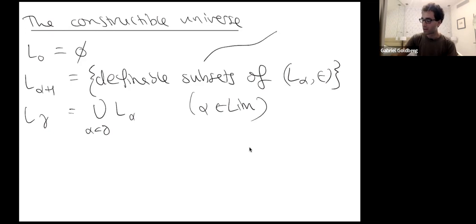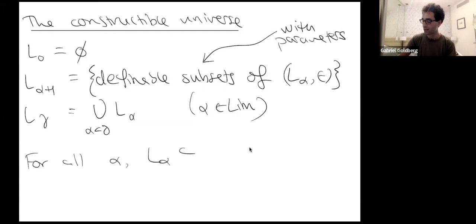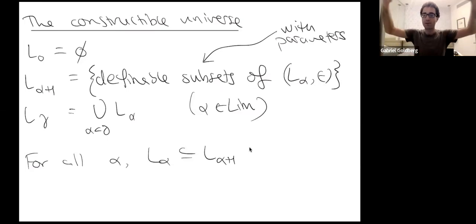So in this definition, it's reasonable to ask, do I mean definable over L alpha with or without parameters? Typically people say with parameters. It actually doesn't matter which one you do. You'll still get the same structure in the end. But let's say definable with parameters. That has the nice effect of ensuring that for all alpha, L alpha is at least a subset of L alpha plus 1. So these levels are increasing.